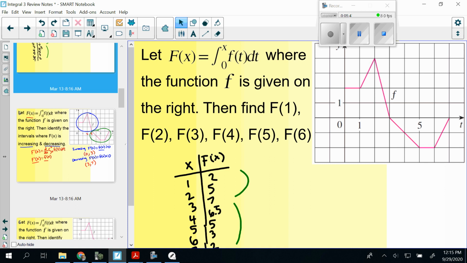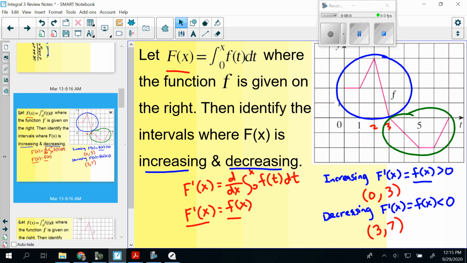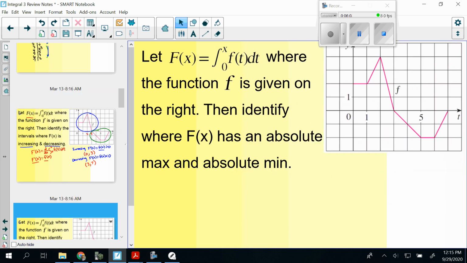And that looks familiar to what we found here. Notice how these points were increasing here and then decreasing here, so we get the same thing as indicated on our ordered pairs. All right, next thing that they're asking is to identify on this graph where F of x has the absolute max and absolute min.